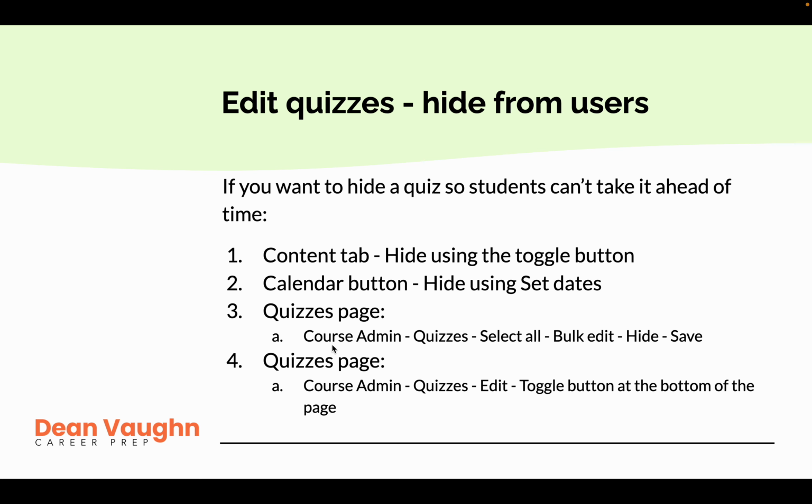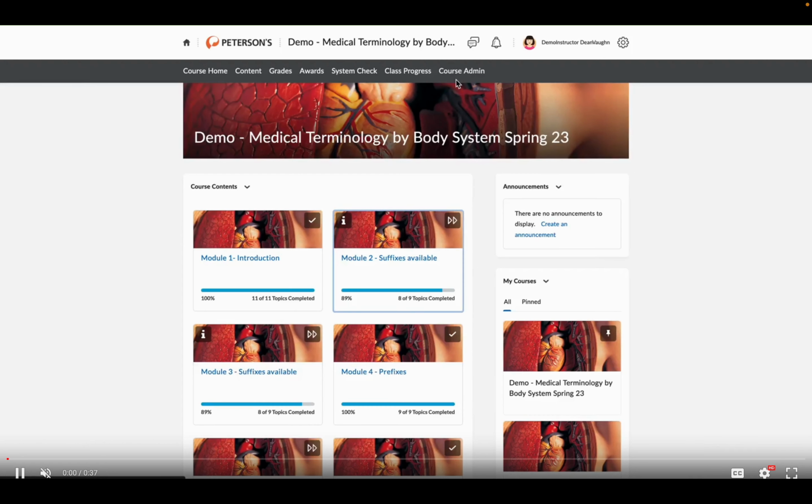You can also go to your quizzes page, and there are two ways you can hide a quiz in your quizzes page. One is to go to course admin quizzes, select all, then bulk edit, hide, and save. Or you can do it individually by going to your quizzes page, course admin quizzes, select a specific quiz, edit, and then use the toggle button at the bottom of the page to hide your quiz. So here are some videos.